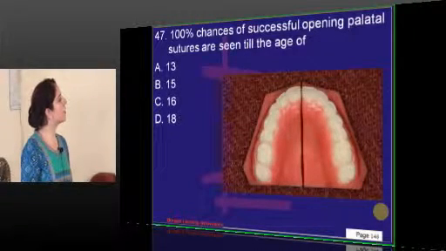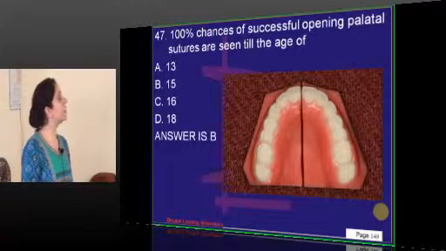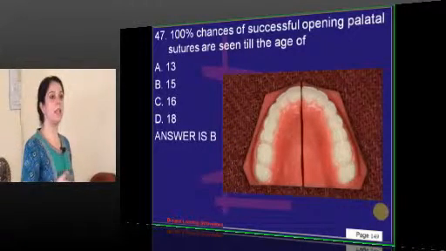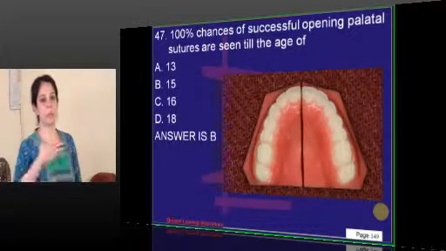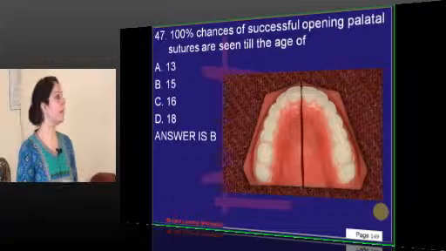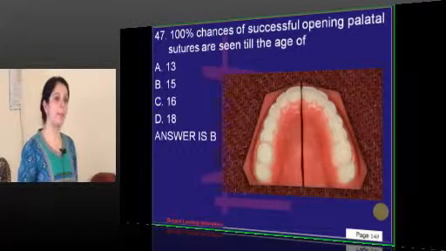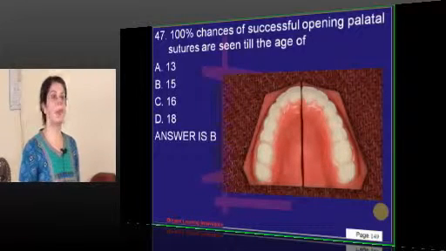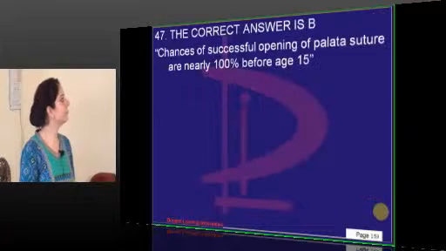Next is 100% chances of successful opening of the palatal sutures are seen until the age of 15, because usually after that age there is ossification, and if you want to do any kind of splitting of the palatal sutures either by rapid expansion or any other kind of expansion, it usually doesn't happen. There is no skeletal expansion after that age. There is usually just dentoalveolar expansion.